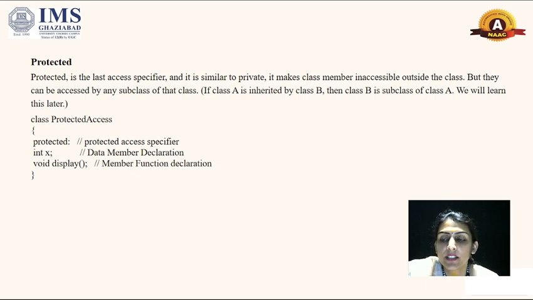So we have the example, class protected access. We have given the access specifier as protected. Then it shows that the data member, that is X, and the member function, that is display, both are protected in nature and they can be accessed by the subclass of this class, whose name is protected access. But they cannot be accessed by any class which is not the subclass, or any class from outside. They cannot access this data member X and the member function display.